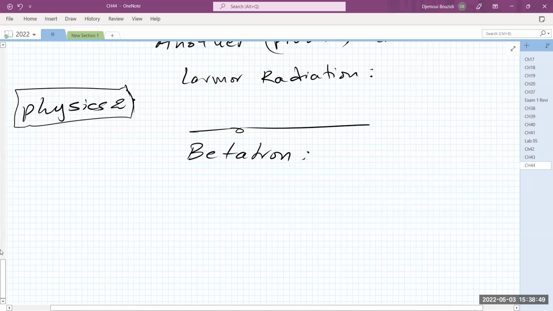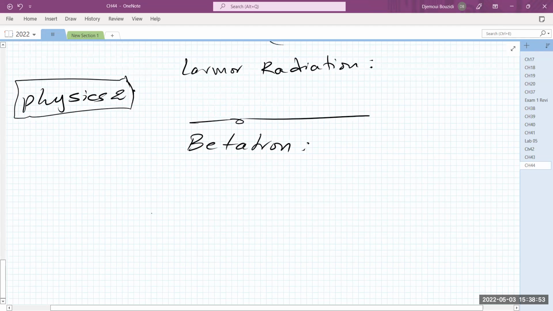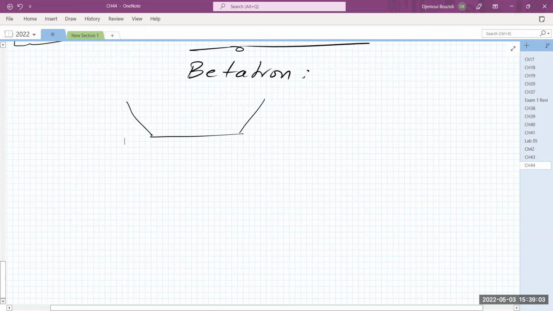Okay, so the Betatron, the idea behind it is actually a little different. What you have in this case is a region of magnetic field. Actually, the shape is not symmetrical. Even if it's symmetrical, you can play with something else. So this is actually an electromagnet, and it has to be an electromagnet.